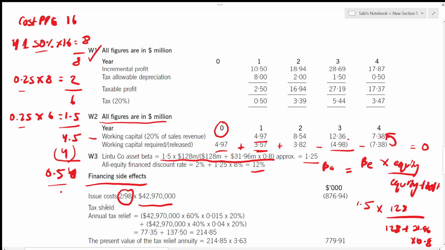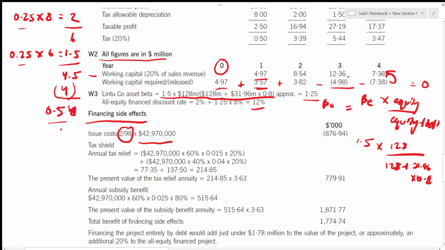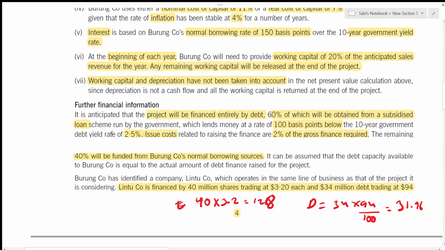Next, let's come to the tax shield. Okay, annual tax relief. You're getting a tax relief on what? On the subsidy loan you are taking, and also the borrowings. So for that, again, let's go to that information where they have told, yes, project is entirely debt finance. 60% comes from subsidized loan, and the 60% loan, what is the rate? 100 basis point below the 10-year government yield rate of 2.5%. That means 2.5 minus 100 basis point means 1%. So 2.5 minus 1, that means 1.5%, right?